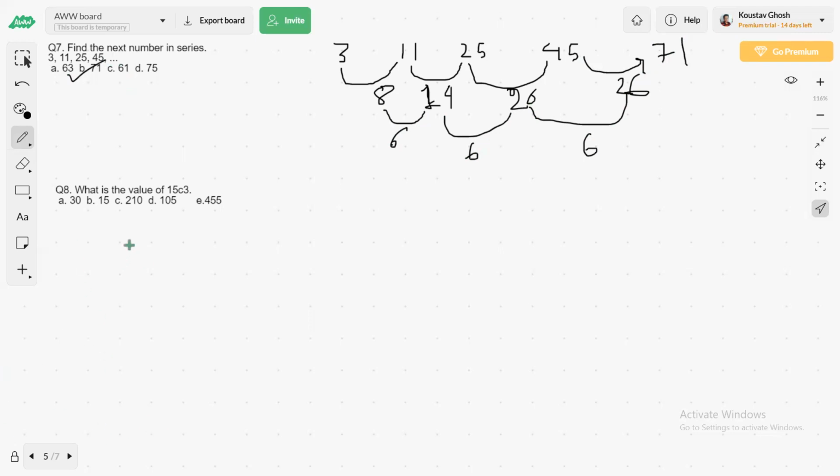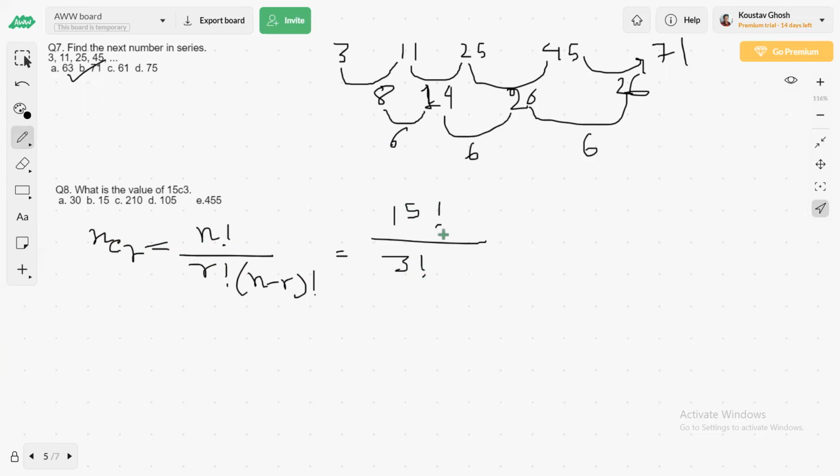Okay. Now come to the eighth question. It is a very simple question. What is the value of 15C3? We already told that the formula of nCr is n factorial by r factorial into n minus r factorial. Okay, so what is 15C3? That is 15 factorial divided by 3 factorial into 15 minus 3, that is 12 factorial.